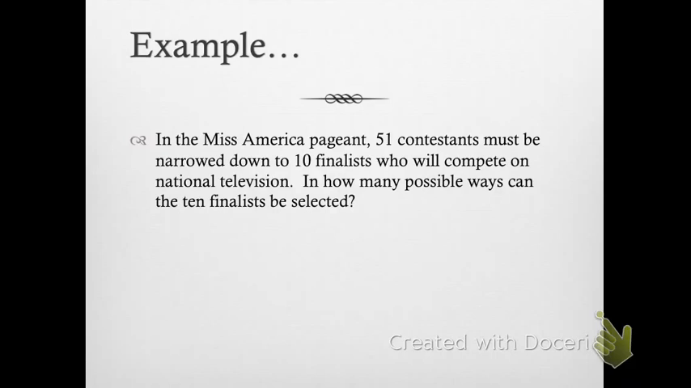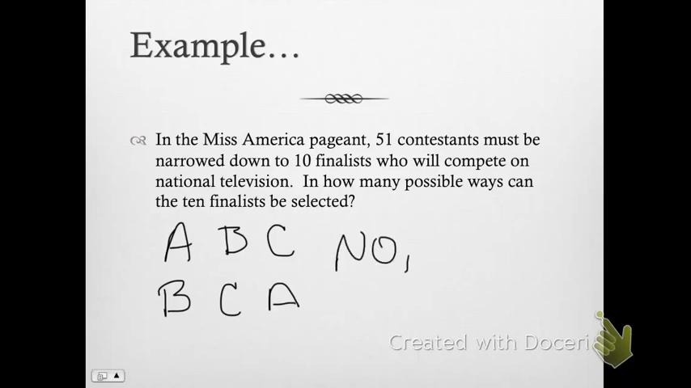If we have 51 contestants and we want to choose 10 finalists, how many possible ways can the 10 finalists be selected? Is this a permutation or a combination? In other words, does order matter or does it not matter? In this case, let's say we're just looking at 3 contestants, A, B, and C. If I was just choosing 3 of them, choosing A, B, and C would be the same as choosing B, C, and A, so no, order doesn't matter.